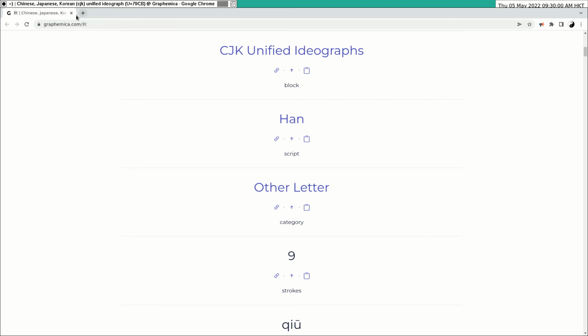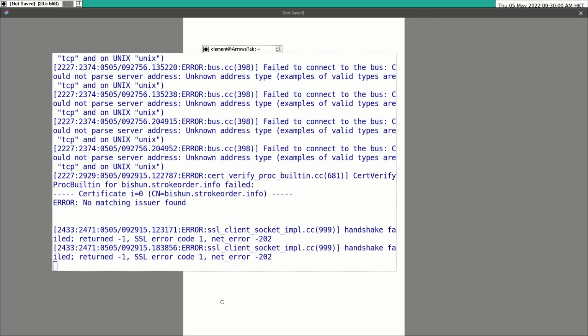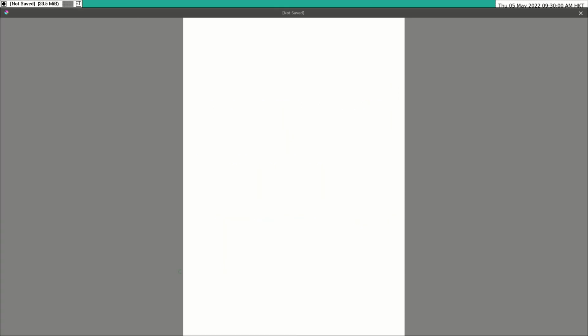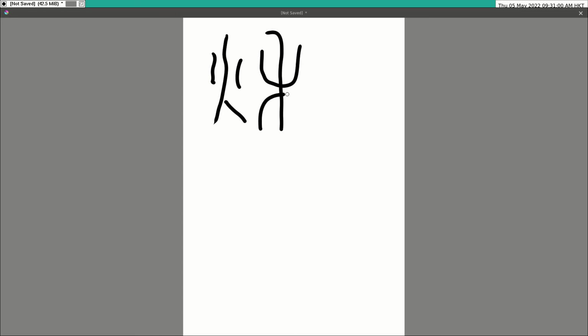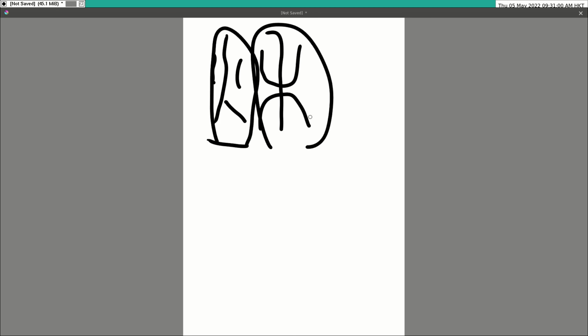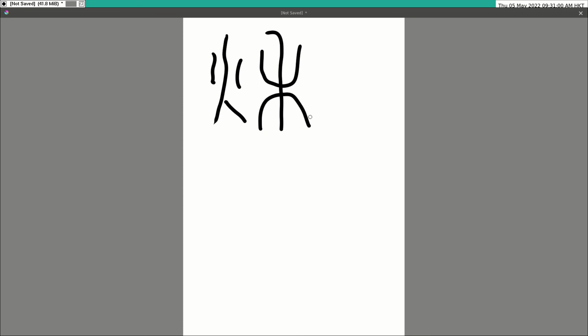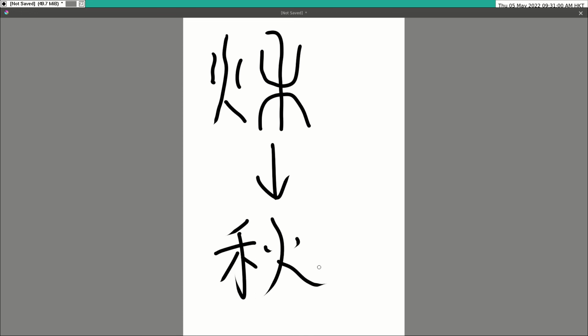Okay, that's it for the character. And the origin is not like this. That means we have the harvest during the autumn time, and then we have the fire and the harvest. Okay. But I don't know why later on they changed to like this. The fire becomes here and the harvest is here.